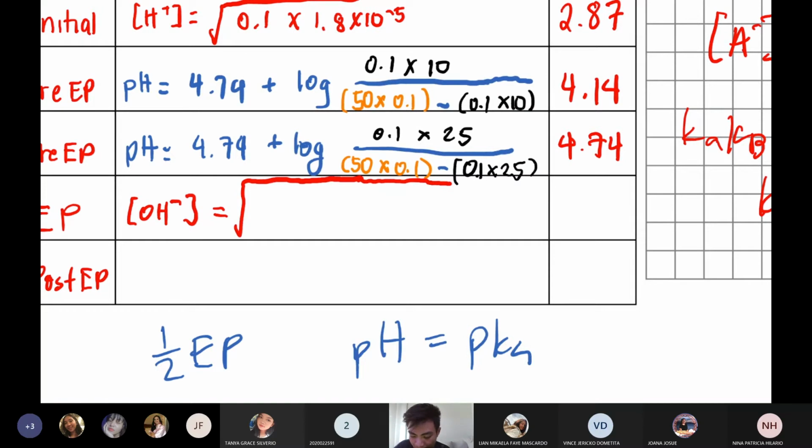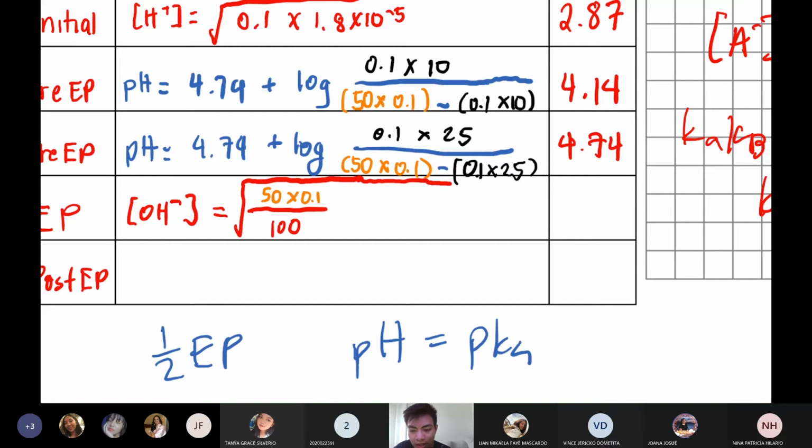Kulay orange gagamitin ko. 50 ml times 0.1, analyte yan. Divided by the volume total. Ano na yung total volume natin dito? We have 50 ml from the analyte and then 50 ml from the titrant. Diba? 50 ml na eh. So, 50, 50, 100. Okay? So, 100 ml na yung ating solution.